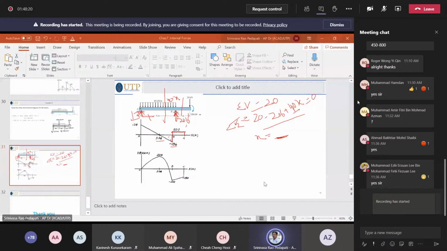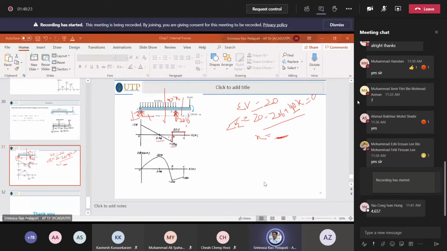Why is it taking so much time? The equation is already there: 20 minus 206, 4.65. So somebody says, from Yang Kong, yes, 4.65. But the figure shows something else. 4.65 from which point? 4.65 from B. 4.66 from B, maybe, as per this. So he is correct, it should be 65 or 66, something like that.